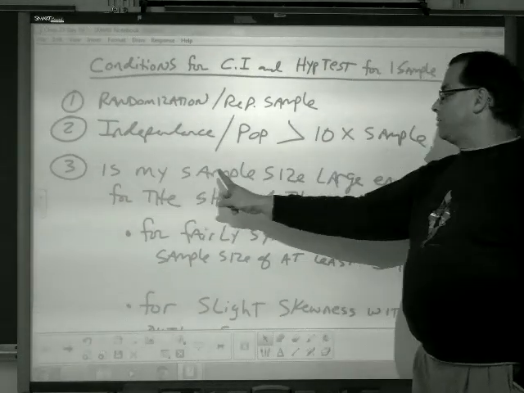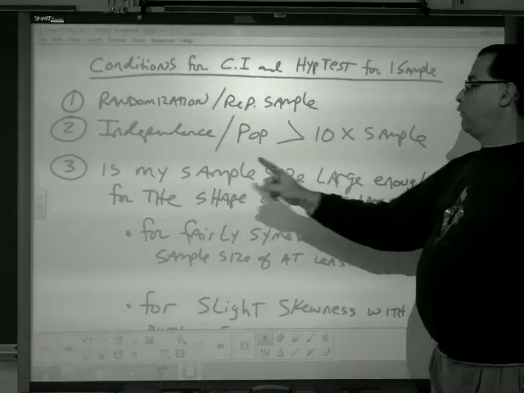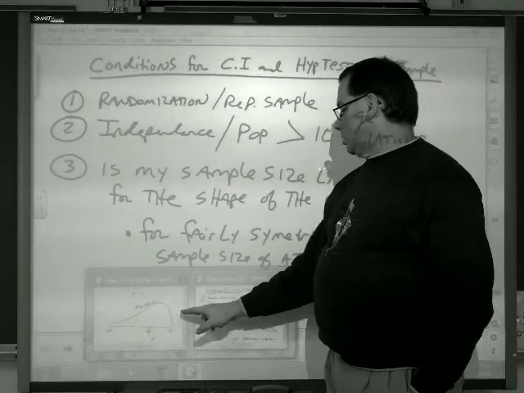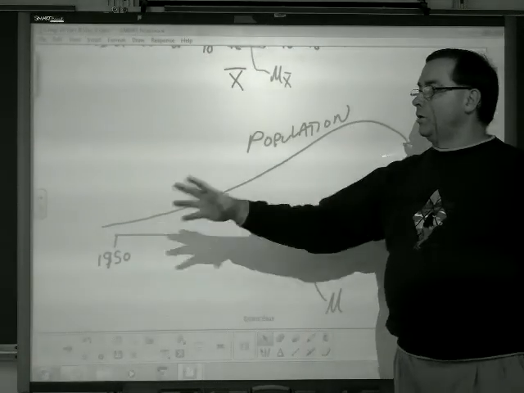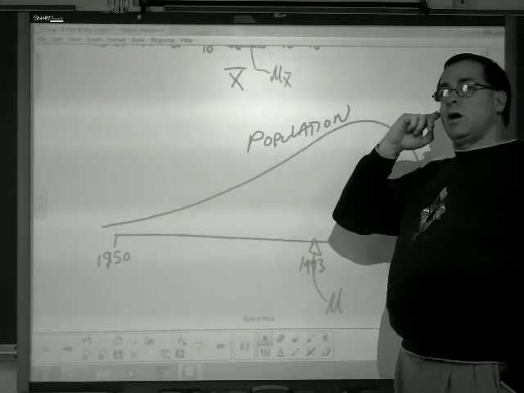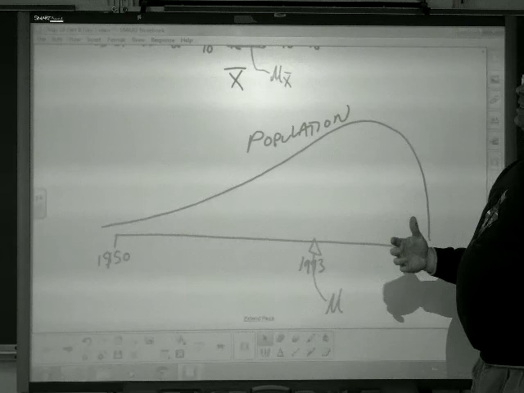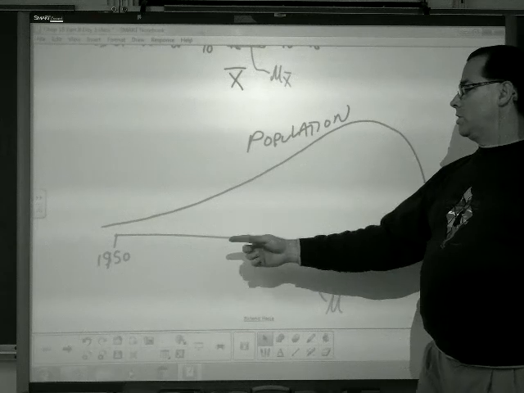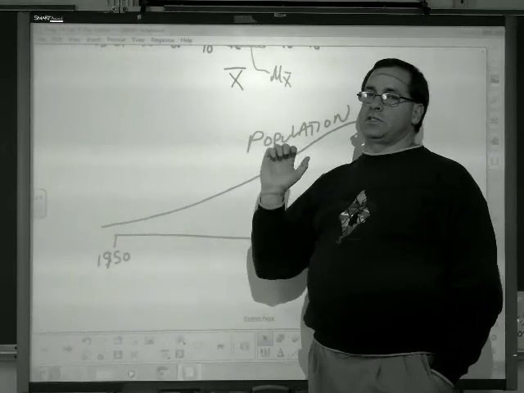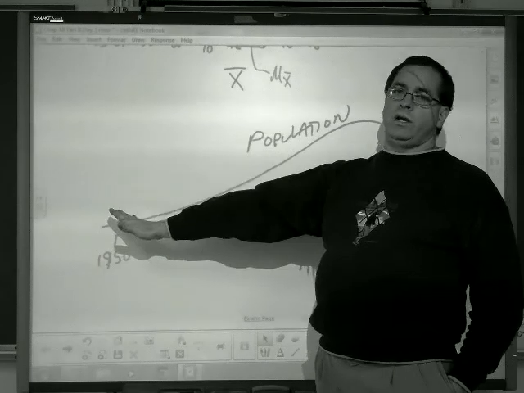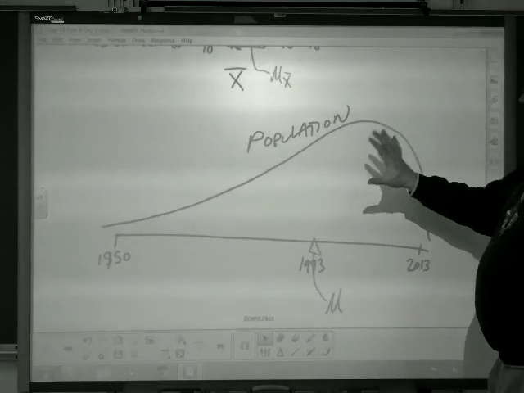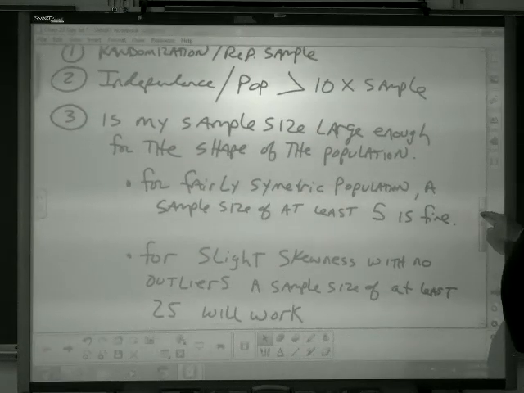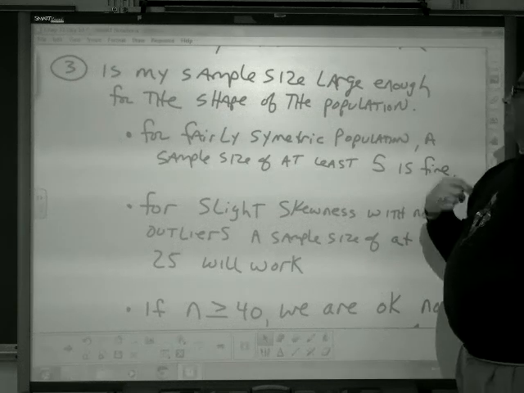Now I'm going to ask myself, is my sample size large enough for the shape of the population? Okay? So, if my population is skewed, my sample will mimic it. And because of that, I have to make sure that I take a big enough sample size if there's skewness. Because what if I got a penny from like 1930 and I only took a sample size of 5? It would make my average way low. So depending on the shape of your population, you'll have some options here for the last condition.